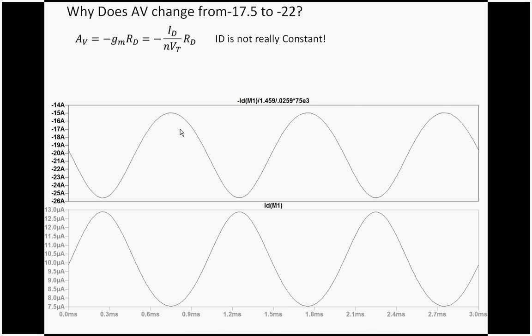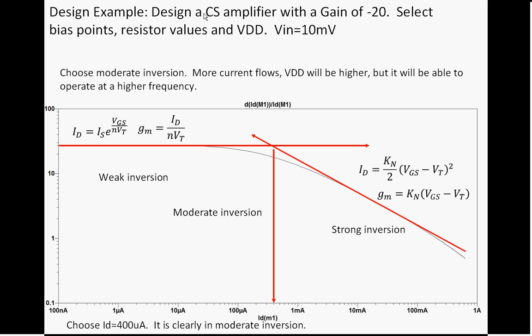So why is this gain changing? Well, that's because the bias point is changing. ID isn't really constant. So if I'm plotting ID and the gain depends on ID, then essentially your gain will change. Let's design one for a gain of -20, but in this case, let's do moderate inversion.